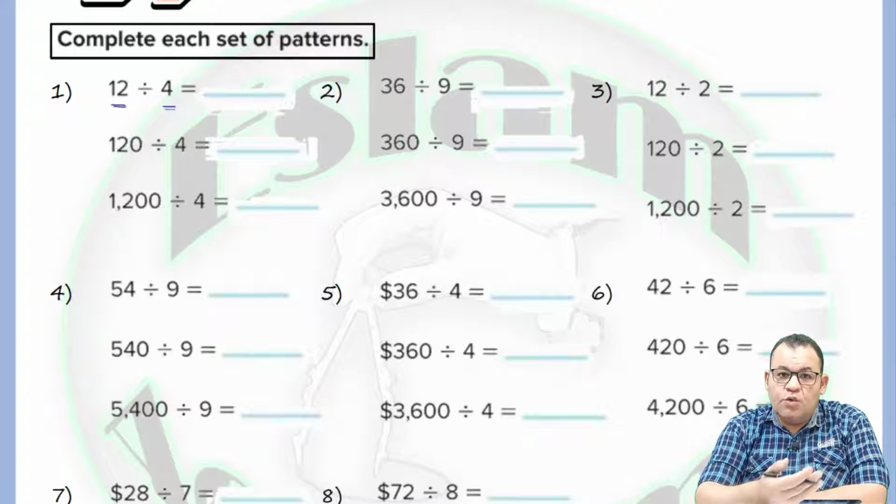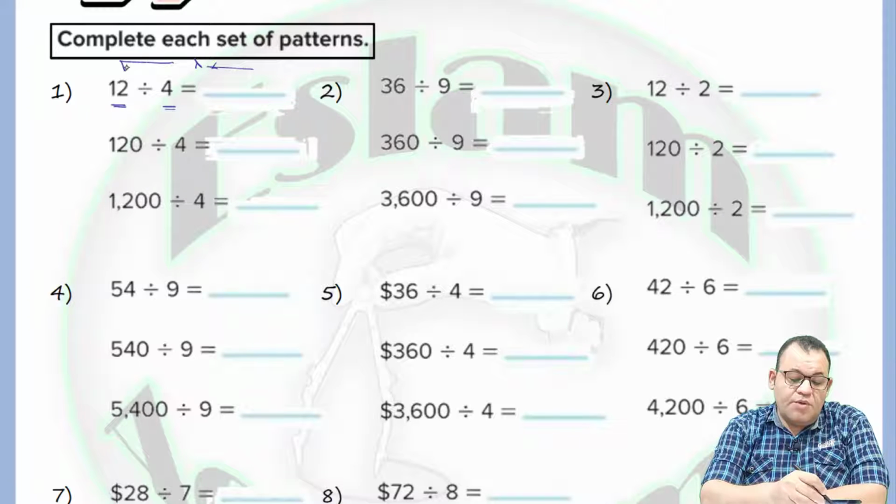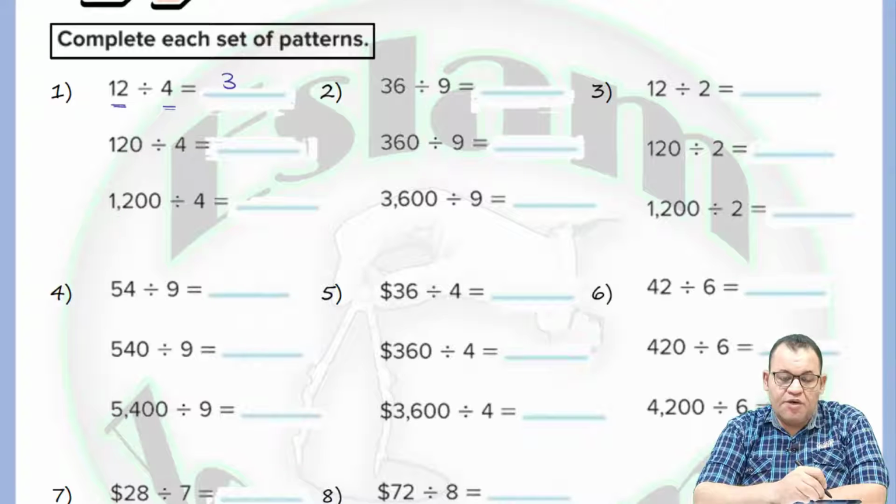If you need to divide, you will ask yourself, what is the number that if I multiply it by 4, the answer will be equal to 12? You will find that the number is 3. It means 12 divided by 4 equals 3. Now we have 120 divided by 4.